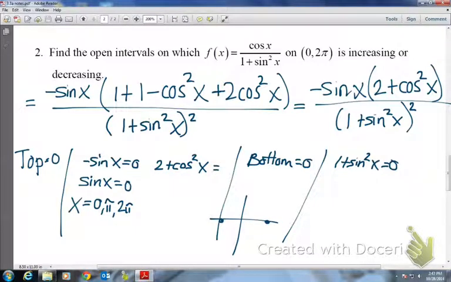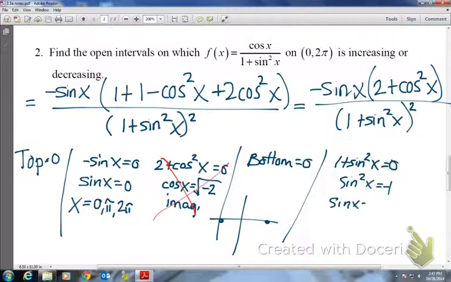Alright, for the 2 plus cosine squared of x equaling 0, I can subtract 2 over to the other side and take the square root. So I get cosine of x equals, when I subtract 2 I get negative 2, and when I take the square root I get that. But that's an imaginary number, so we don't need to worry about those. So yay, we get to put a pin in that, and that one doesn't matter. Alright, and then we need to know where the bottom is undefined, so we subtract 1 over and we get sine squared of x equals negative 1, or sine of x equals the square root of negative 1, which is also an imaginary number. So we don't have to worry about these ones either. Alright, so we just eliminated a lot of our work, which is awesome.